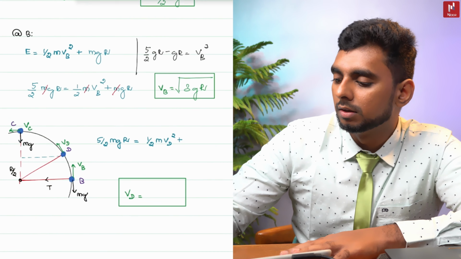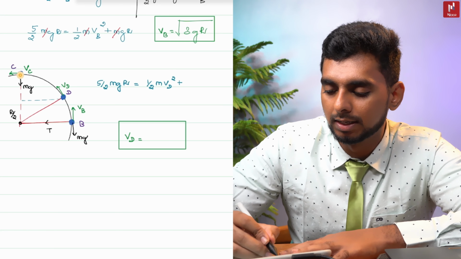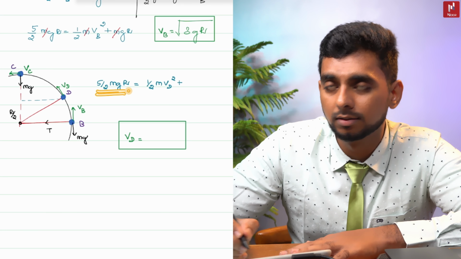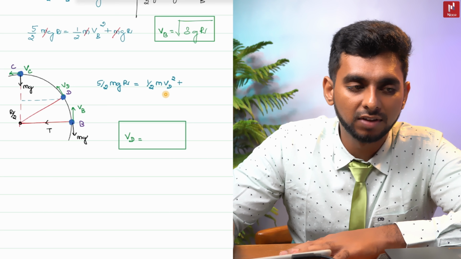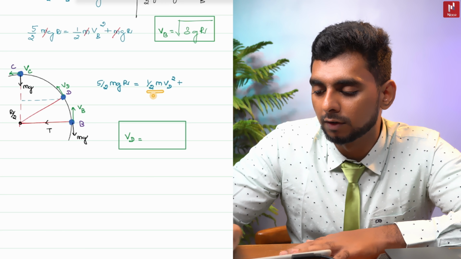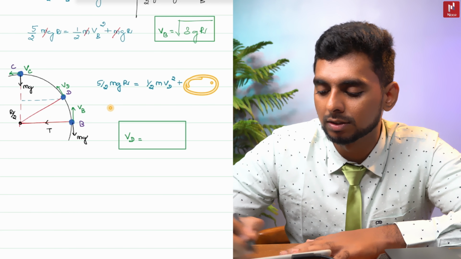Got it? So here that's the case. When it has reached the topmost position, tension was equal to 0. Therefore 5 by 2 mgr is the total energy, which will be equal to half m vd square. So this is the point where I need to find the velocity. So half m vd square plus the potential energy that I need to substitute over here.